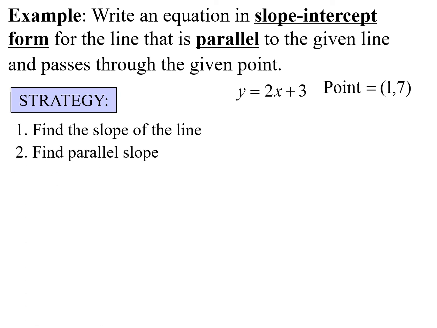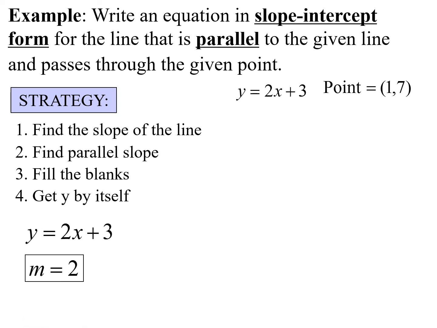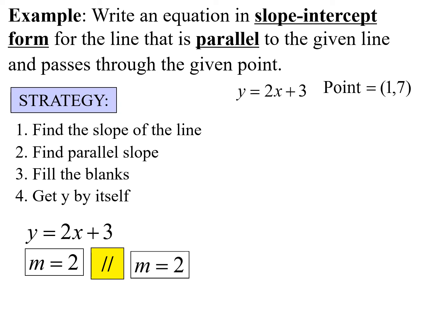Next, we want to find the parallel slope. Then we want to fill in the blanks and get y by itself. So in the line y equals 2x plus 3, I have to identify the slope. If we think about y equals mx plus b, the slope is in front of x. So the number in front of x is 2, so my slope m is equal to 2. Parallel slopes are the same, so the parallel slope is also going to be 2.